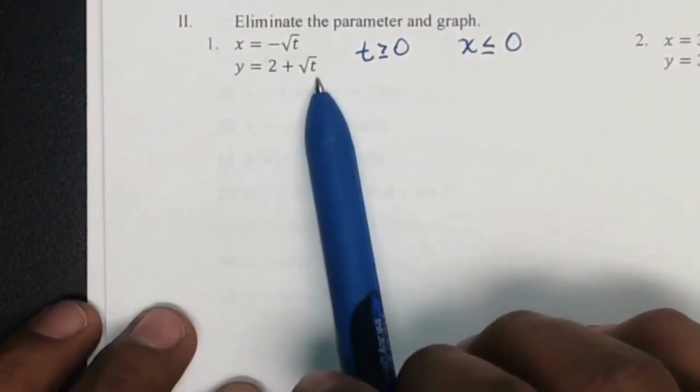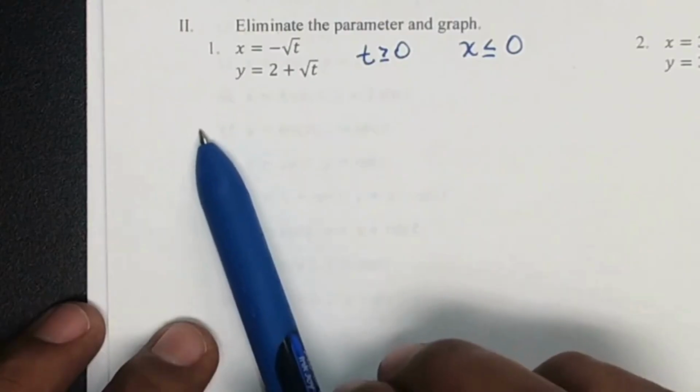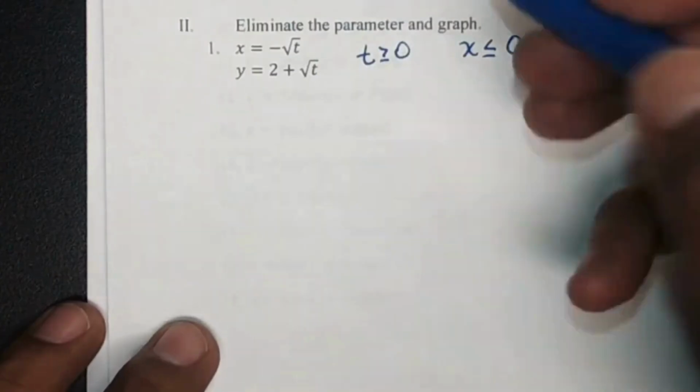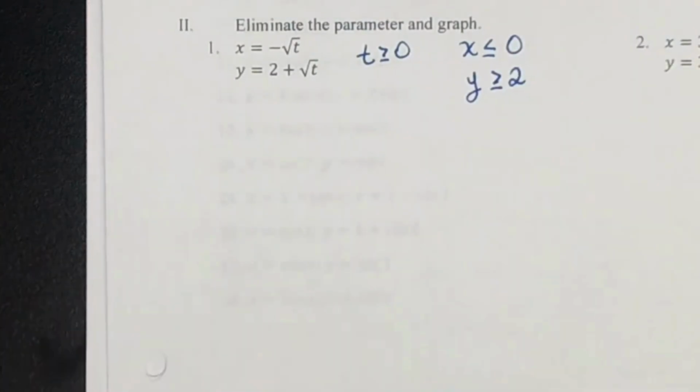Well, what about this graph here? If you think about the square root function, we take it, we move it up 2, and then it shoots off to infinity. So that means that our y values are going to be all the numbers that are bigger than or equal to 2.